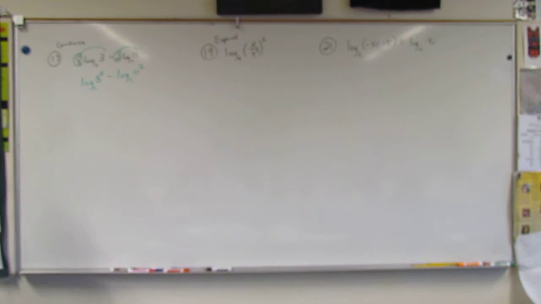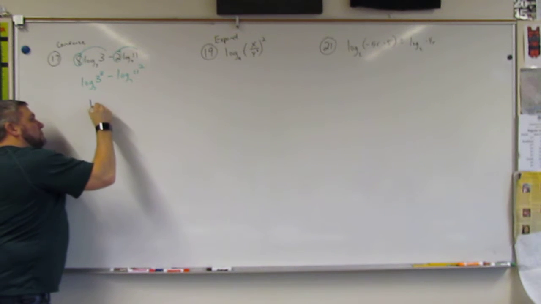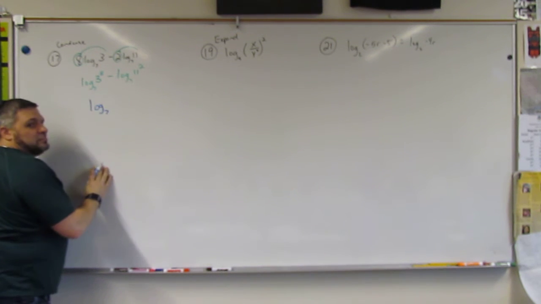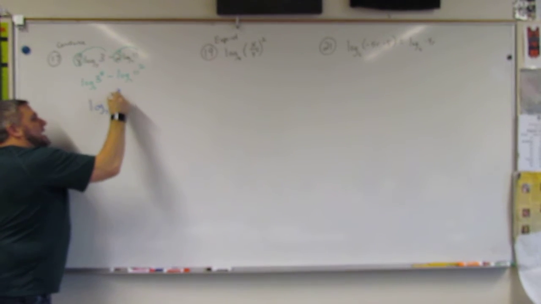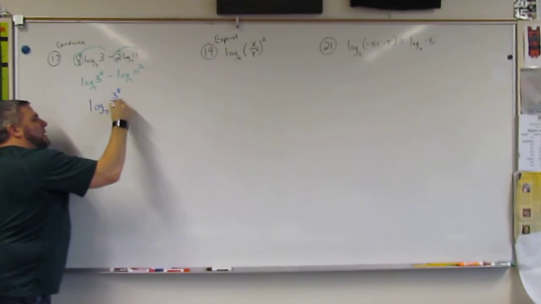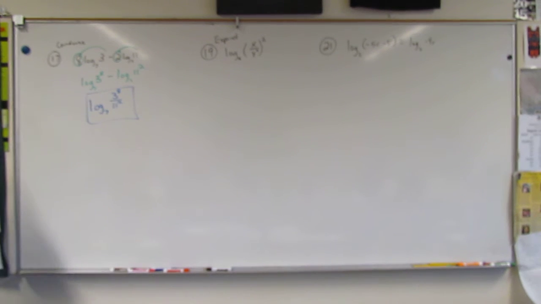Right? Then what? What does minus mean? Plus. No. Sorry. Divide. So 3 to the 8 over 11 squared. Done, son.